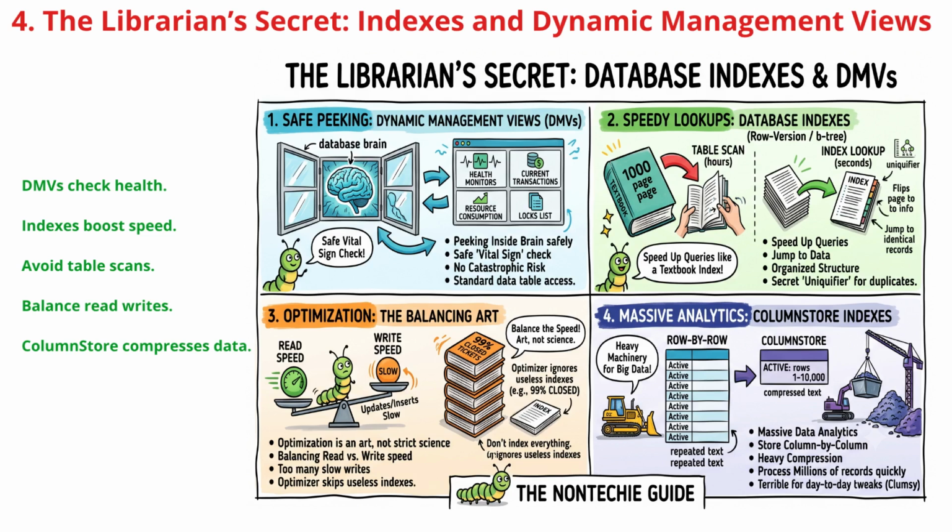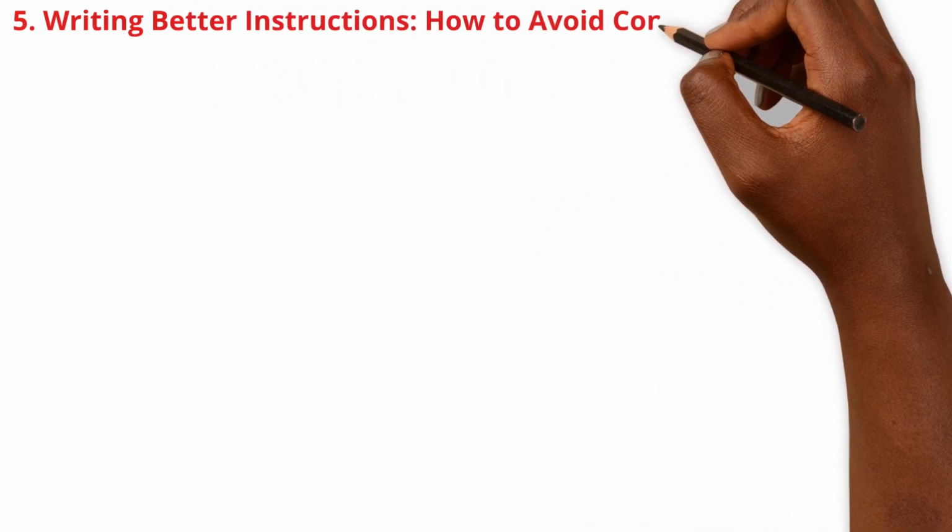While indexes speed up reads, having too many makes adding or updating data incredibly slow. Finally, for massive analytics, bring in the heavy machinery: columnstore indexes. By compressing data into columns rather than rows, they allow the system to process millions of analytical records in a fraction of the time.